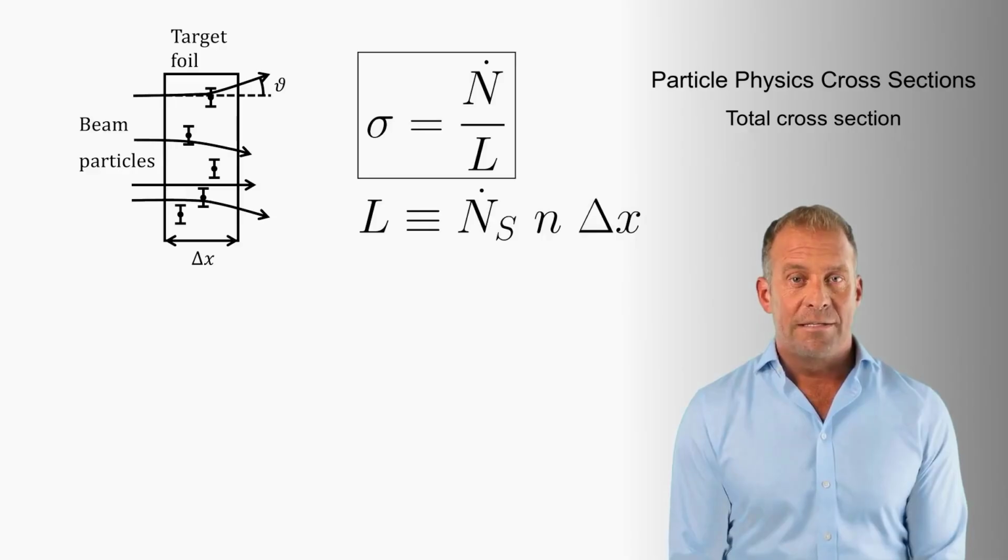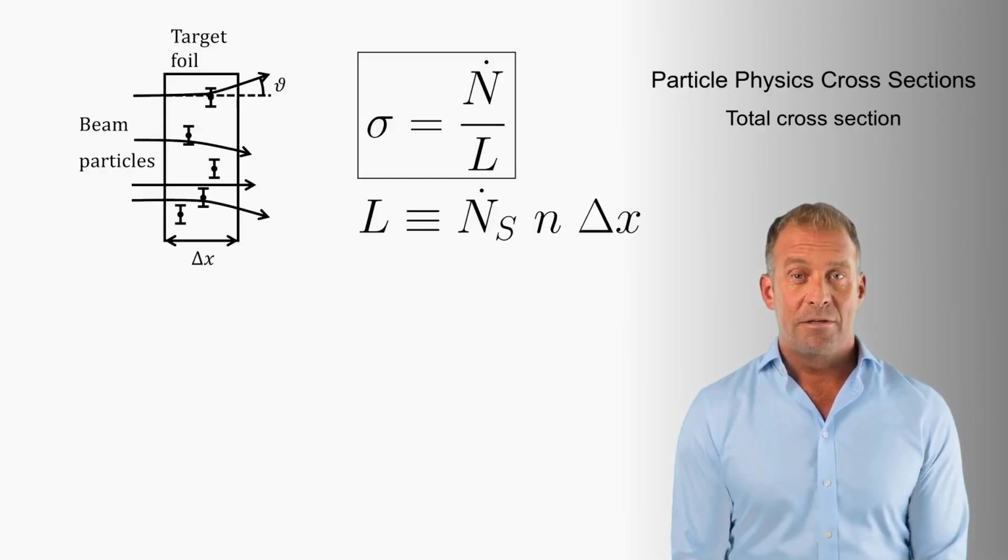Here L contains the incoming rate Ṅs, the target number density n, and the target thickness delta x, which vary from experiment to experiment. We present the total cross-section as a geometric effective area, which reflects the microscopic size of the target particles. In quantum mechanics, scattering is a probability, but we still express it in units of area.